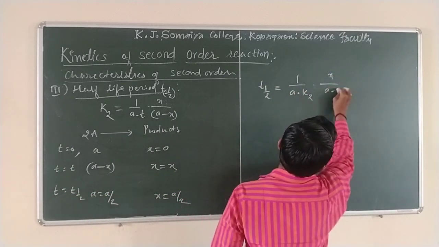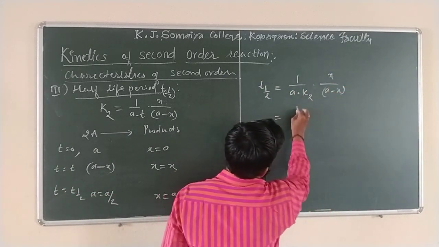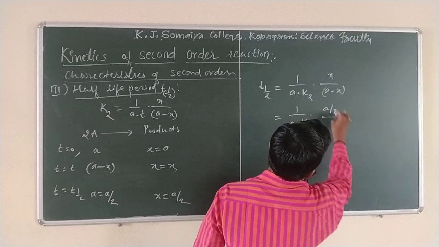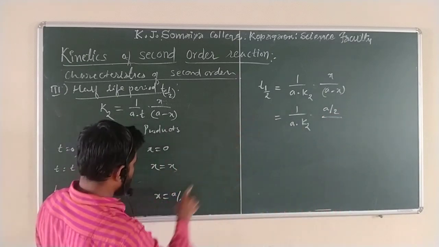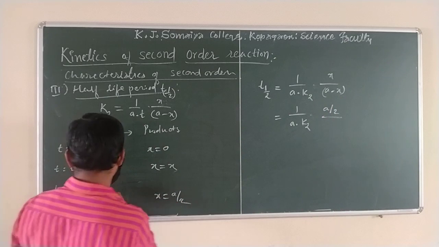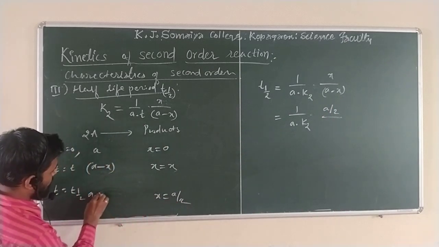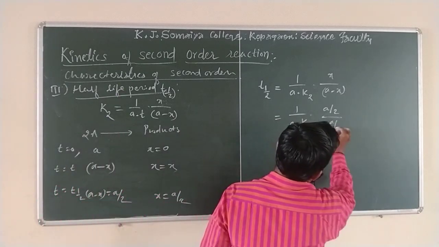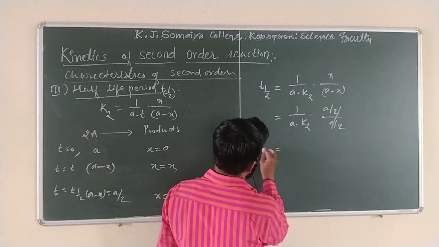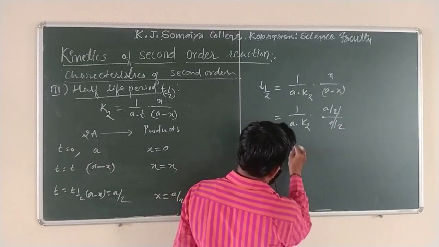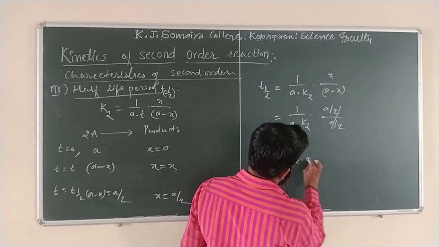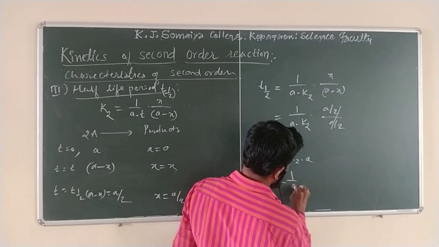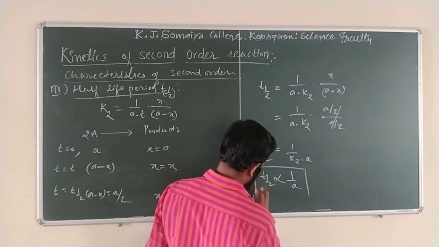X upon a minus x. Now just substitute the values. 1 upon a remains as it is. K2 remains as it is. What is x? x is nothing but a by 2. Here x is a by 2, and a minus x is also a by 2. So a by 2 gets cancelled. So you will get t half is 1 upon K2 a. So this is nothing but t half is inversely proportional to the initial concentration.